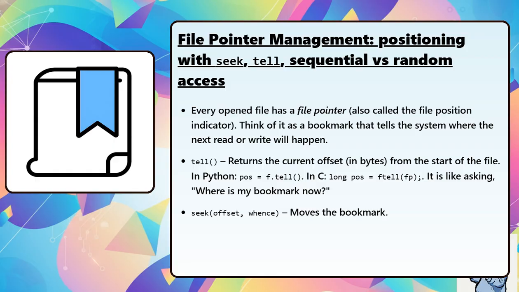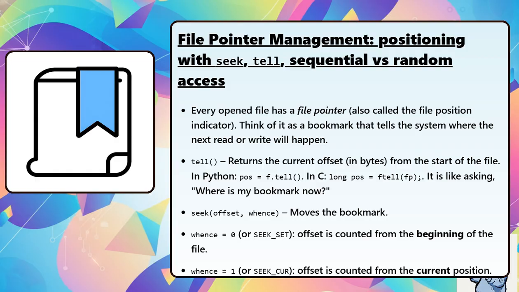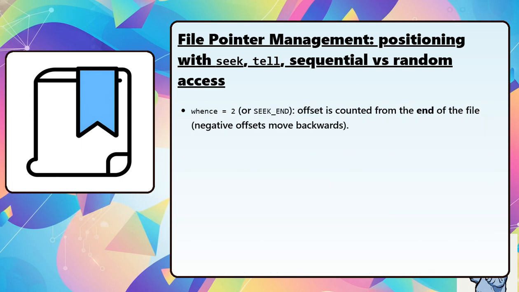seek(offset, whence) moves the bookmark. Whence equals 0, or SEEK_SET: offset is counted from the beginning of the file. Whence equals 1, or SEEK_CUR: offset is counted from the current position. Whence equals 2, or SEEK_END: offset is counted from the end of the file. Negative offsets move backwards. Example in Python, f.seek(0, 0) goes to the start.